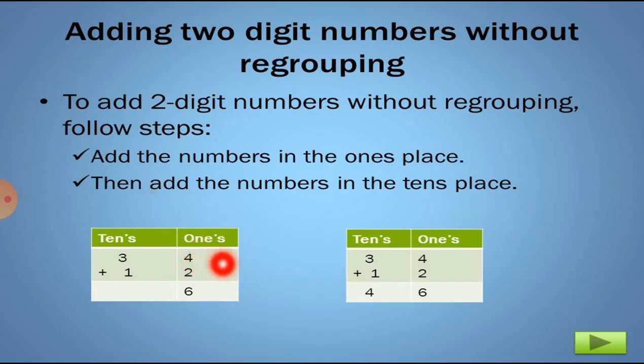Students, here you can see one example for you. Here is the ones column, which is 4 plus 2. You have to add this ones column first. So 4 plus 2 is equal to 6. After adding this, move to the tens column. In the tens column there are 3 plus 1, so you can write down the answer 4. This way you can solve sums by going through the steps.